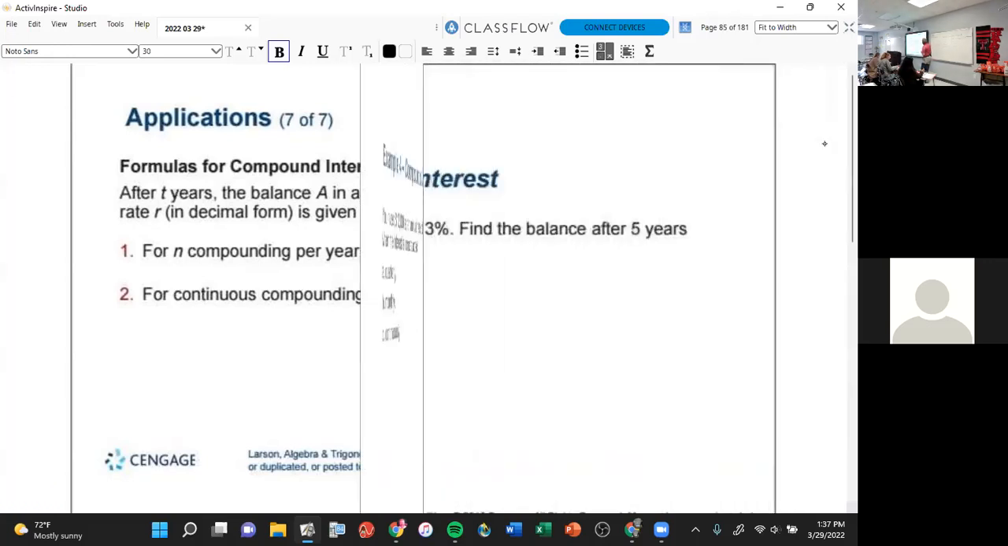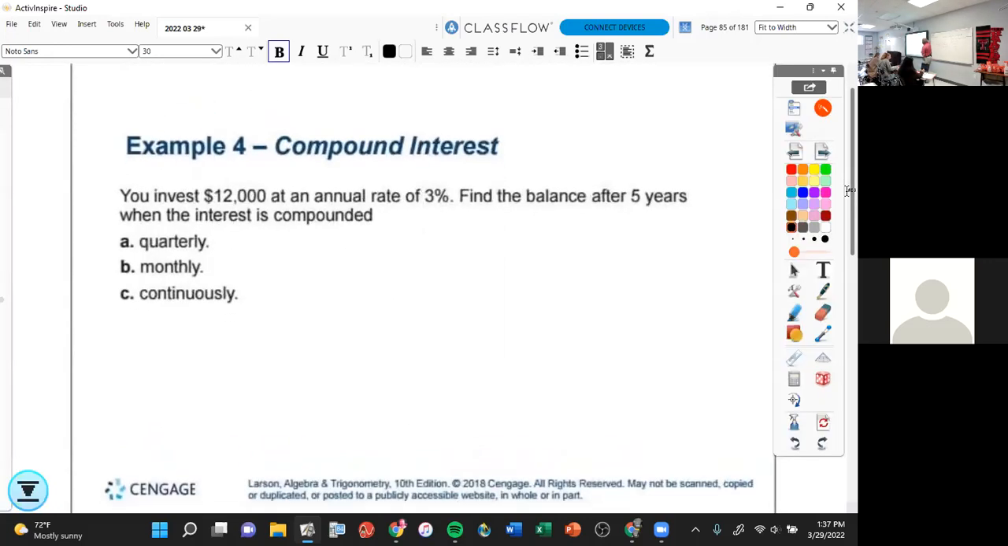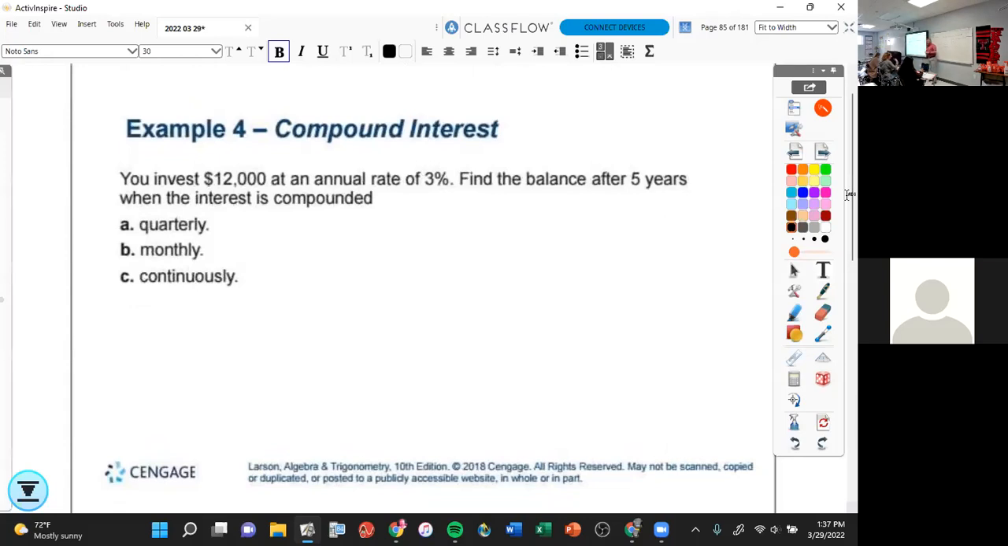So the problem here: you invest $12,000. This account pays 3%. Find the balance after 5 years. Okay, so there's the problem. We're going to do this problem 3 times. The first time we do it, we're going to compound the money quarterly.